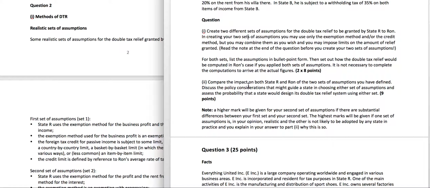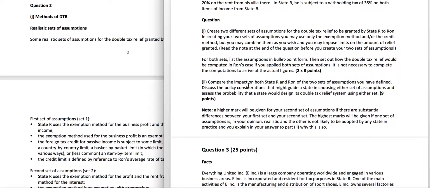Then set out how the double tax relief would be computed in Ron's case if you applied both sets of assumptions. It is not necessary to complete the computations to arrive at the actual figures. Oh, that's nice. So you set out how the double tax relief would be computed, and you don't have to go through it all, but we're going to go through it.